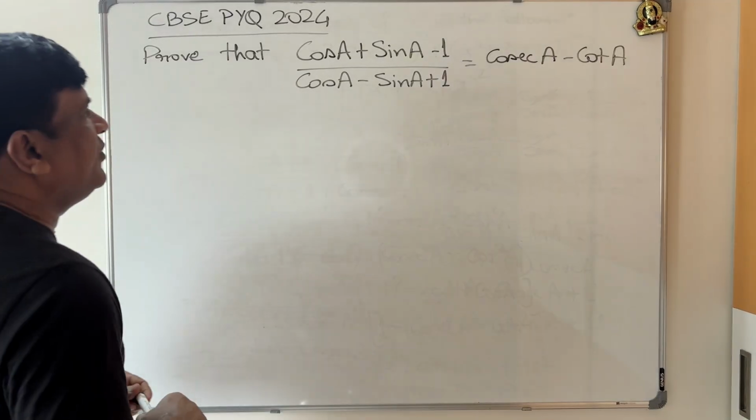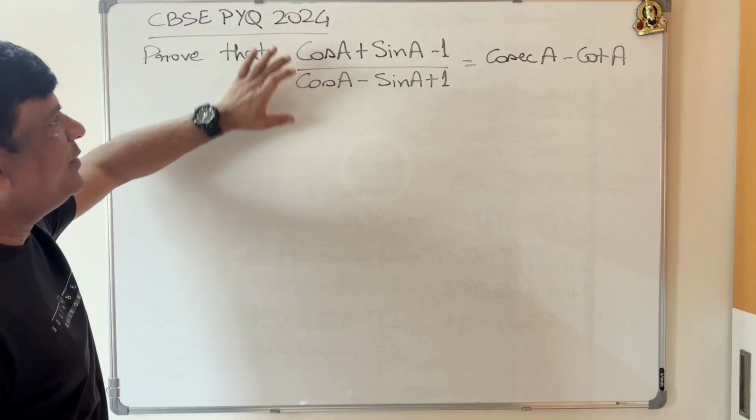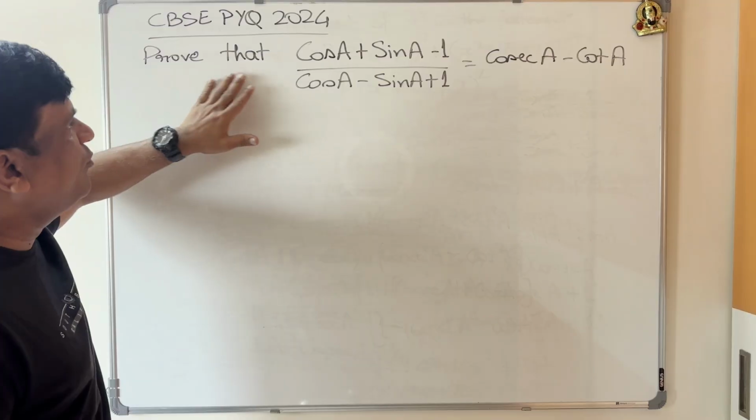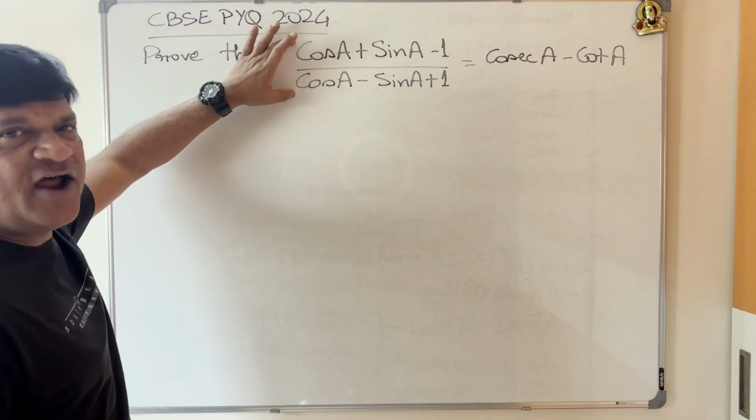So this was one of the trigonometry problems given in the CBSE previous year's question paper 2024, in one of the versions of the paper. What they are asking us to do is to prove that this expression is equal to this expression. So how do you start with it?